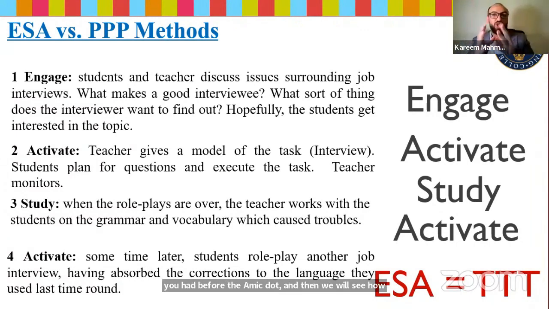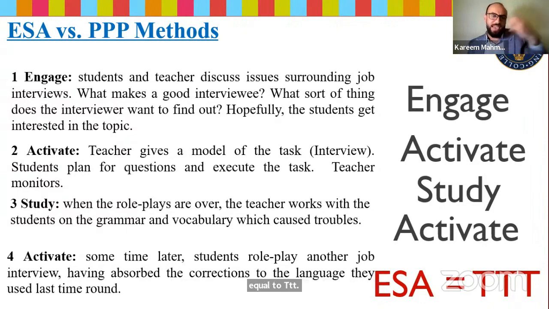The second version, or the second shape, or the second, you can say, edition of the ESA is when the ESA is equal to TTT. Really? Test, teach, test. The ESA can be equal to that? You said it's equal to PPP. Yes, that's one version of it. The ESA is a method that you can adapt, you can amend, you can use it whenever it is necessary for you to engage students more. So it is equal also to TTT.